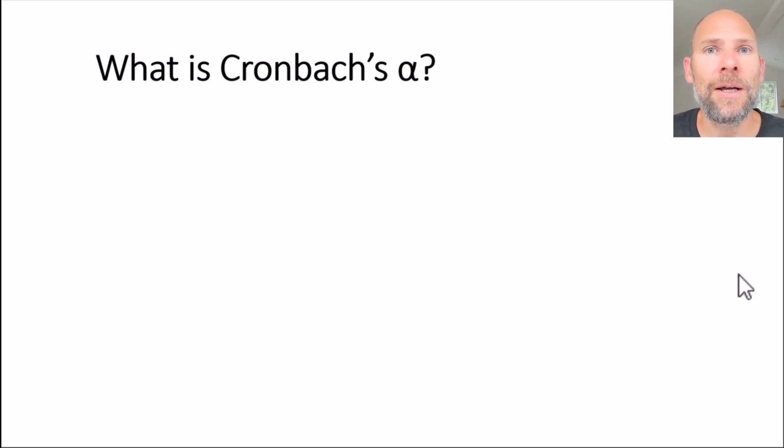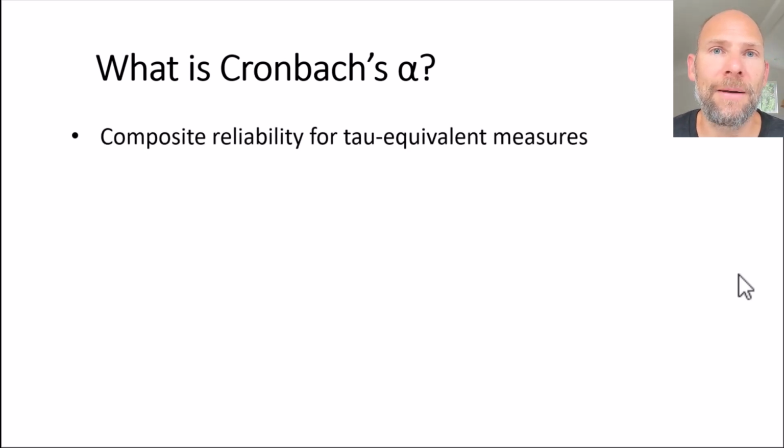So how can we describe Cronbach's alpha? Cronbach's alpha can be described as a composite reliability coefficient for tau equivalent measures. So that's a mouthful, and that is maybe a little bit complicated. So let's break that down, and let's first of all talk about what tau equivalent measures are.